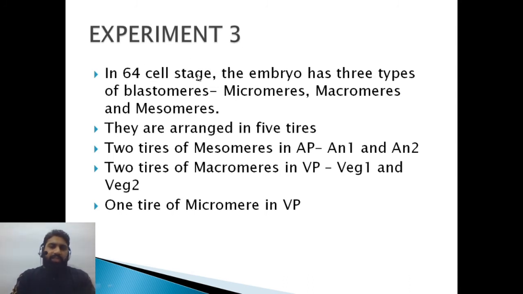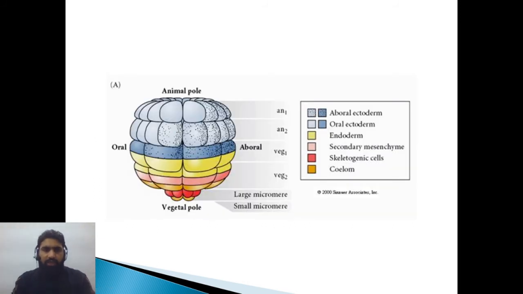In the 64 cell stage, after first division, 2 cells will be produced, then 4, then 8, then 16, 32, and after that the 64 cell stage. In the 64 cell stage, if you observe, the embryo has 3 types of blastomeres: micromeres, macromeres, and mesomeres. They will be arranged in 5 tiers. Okay, here is that structure.